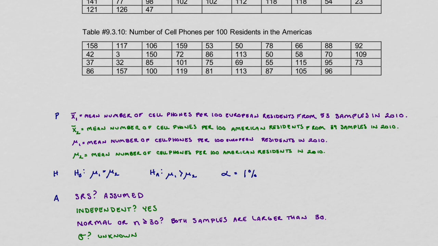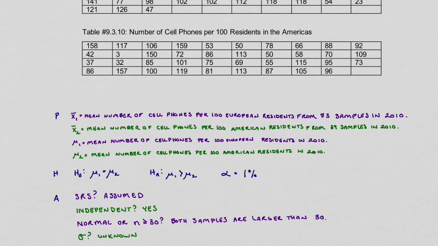Is it normal, or is n greater than or equal to 30? We're going to say that since both samples are larger than 30, we've got 53 from Europe and 39 from the Americas, we should be okay. But I will go ahead after we get through our assumptions checklist.